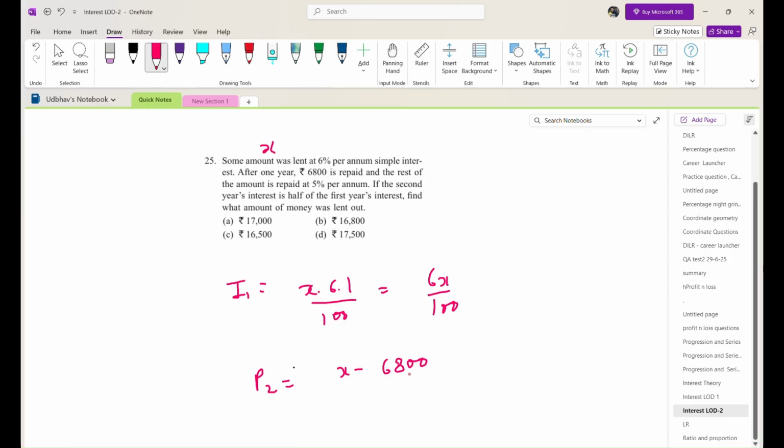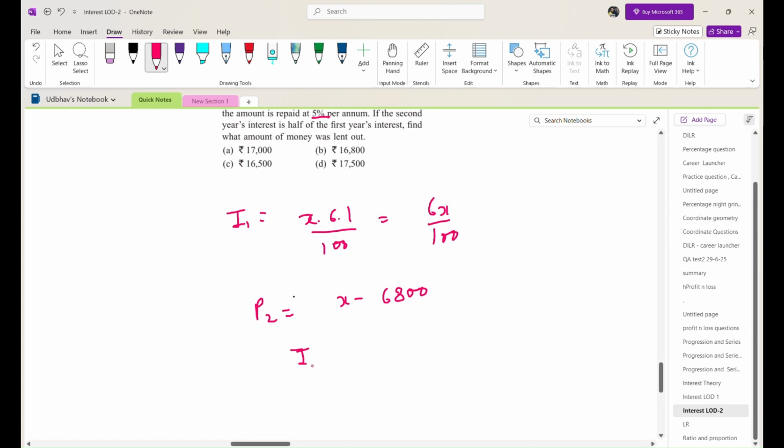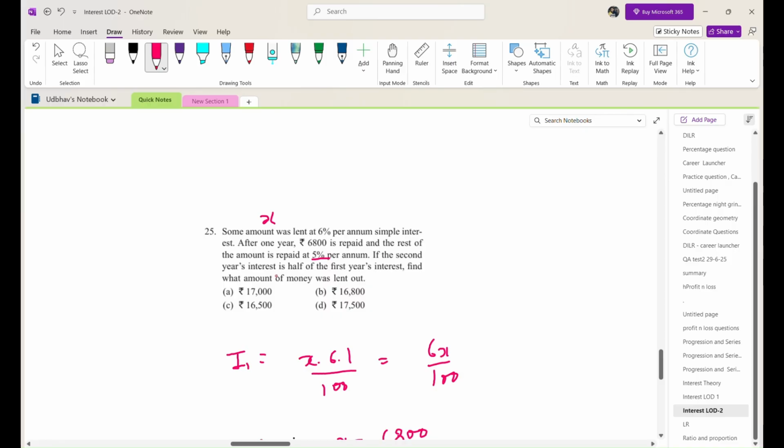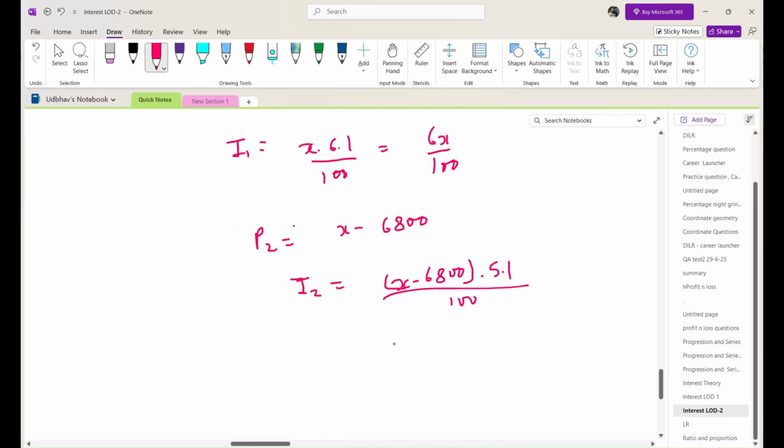This amount is left to be repaid, and now interest will be calculated on this P2 for the second year, which is at 5% per annum. So what will be the interest I2? X minus 6800 into 5 into 1 upon 100. Why 1? Because we are finding it for the second year, so only 1 year. 5x upon 100 minus 68 into 5, 340.